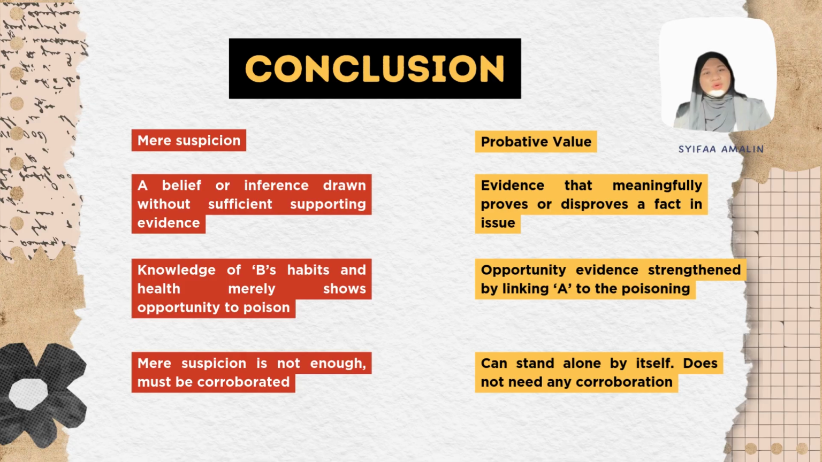While the latter is more on evidence that meaningfully proves or disproves a fact in issue. Back to the illustration, the said opportunity evidence can be linking A to the poisoning, and probative evidence can stand alone by itself and normally does not need any corroboration. However, if there is any additional evidence to that specific conclusive evidence, it might create a high probative value, and such evidence has a high standing and weight to the fact in issue. That is all for me. Thank you.